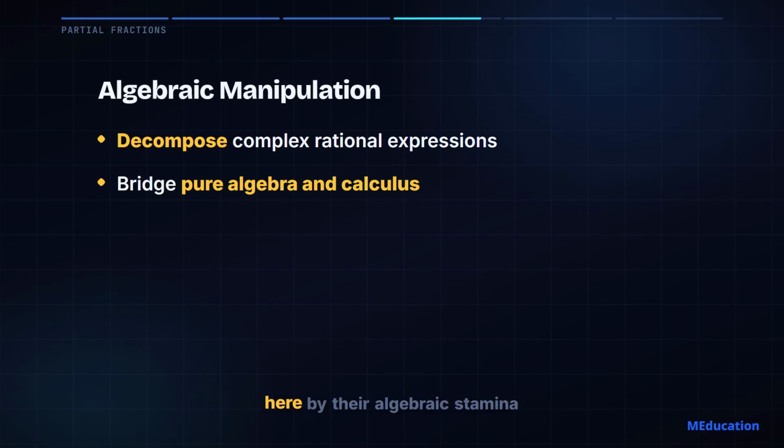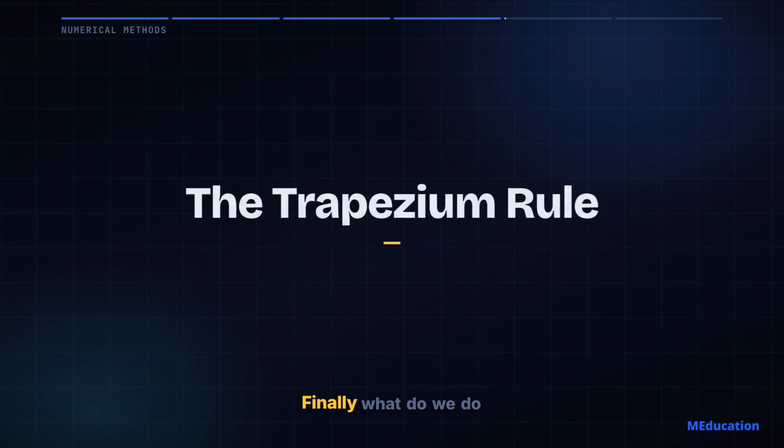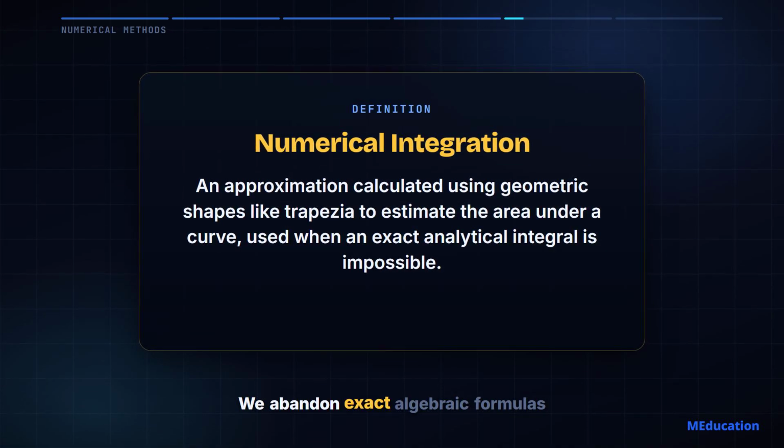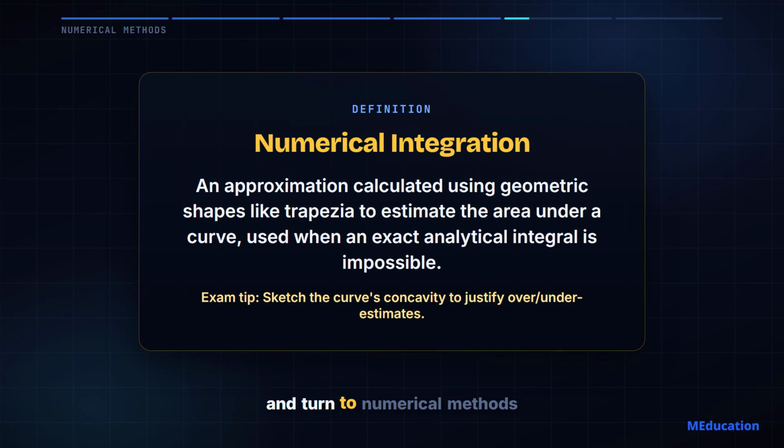A-star candidates stand out here by their algebraic stamina, ensuring they do not drop negative signs or forget the constant of integration. Finally, what do we do when an exact analytical integral is mathematically impossible? We abandon exact algebraic formulas and turn to numerical methods. The trapezium rule estimates the area under a curve by slicing it into straight-edged trapezia. You will calculate these approximations by finding the area of each shape.